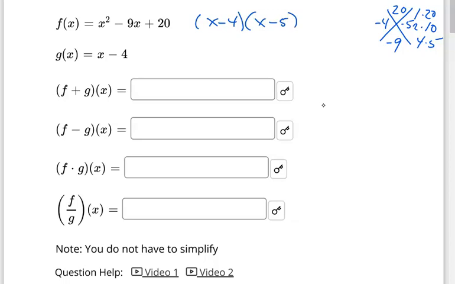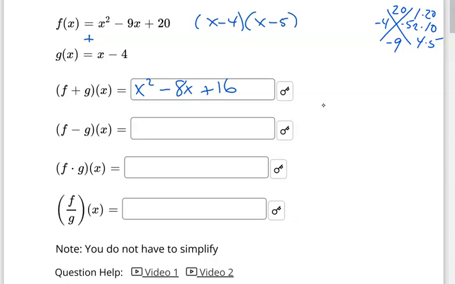Otherwise, for f plus g of x, we simply do the plus vertically here. Adding them together, we only have 1x squared, so I know that there's 1x squared in there. I subtract 9x, and I add 1x. Like terms add together, so that makes it a negative 8x. 20 minus 4 gives me 16. So I don't have to show a lot of work there, except that I'm doing the addition vertically.